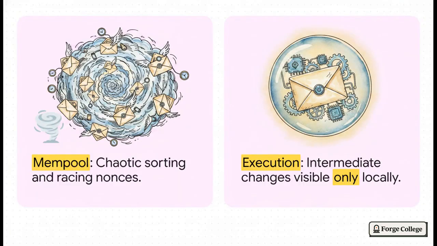Next, your mail actually hits the network, and we see a massive contrast between the mempool and execution. The mempool is basically chaotic, tentative sorting. Miners and validators are judging transactions based on gas incentives, and your transactions might literally be racing against each other. But once a miner actually picks your transaction, we move into execution. The EVM processes the state, debiting balances, changing storage, but here is the vital secret. Those intermediate state changes are visible only locally within that specific execution context. The rest of the network cannot rely on these changes quite yet.